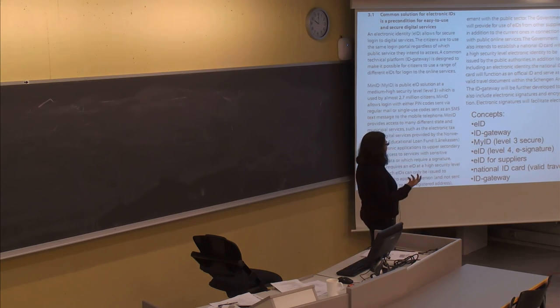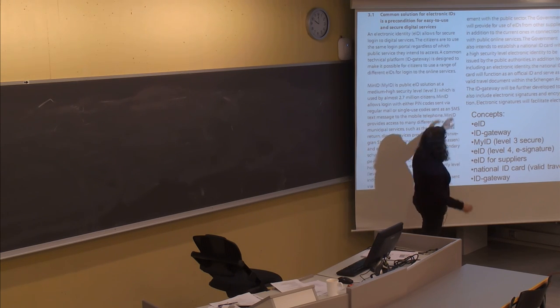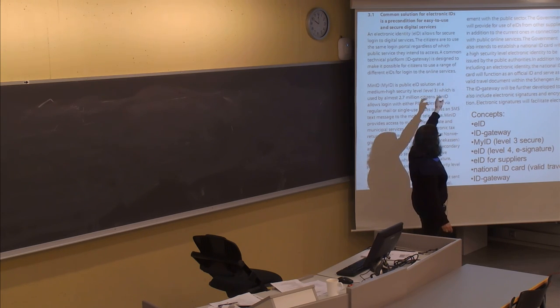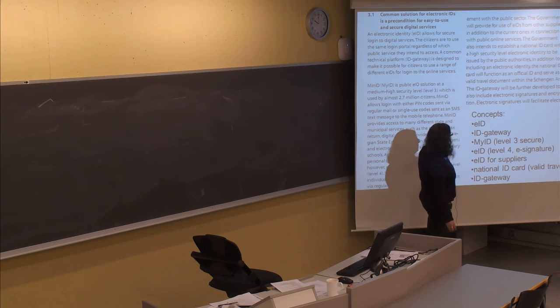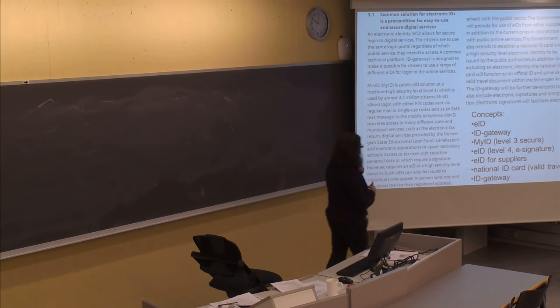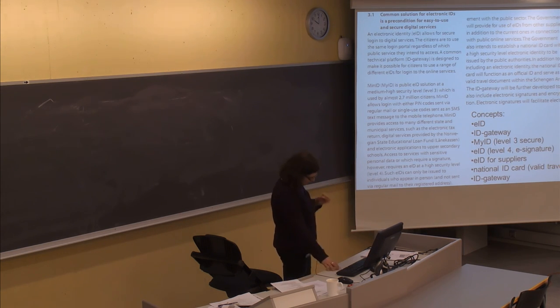And that kind of EID that would be issued to public authorities, the national ID card, could be used for traveling within the Schengen area, as a substitute for a passport. And then there would also be an ID gateway that would include electronic signature and encryption, and this would facilitate validation of documents or payments, for example, between individuals and government agencies.